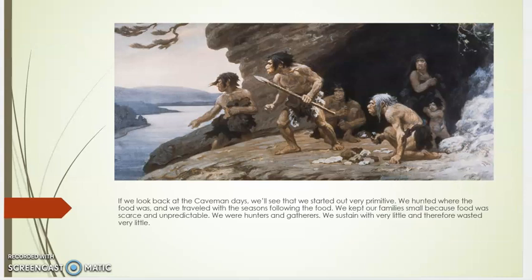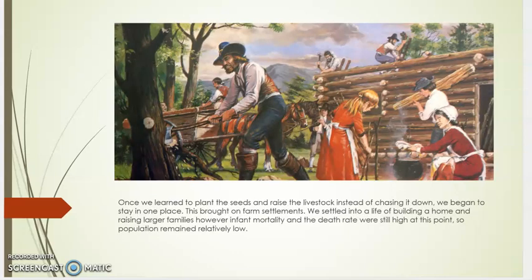If we look back at the caveman days, we'll see that we started out very primitive. We hunted where the food was, and we traveled with the seasons following the food. We kept our families small because food was scarce and unpredictable. We were hunters and gatherers. We sustained with very little, and therefore wasted very little.